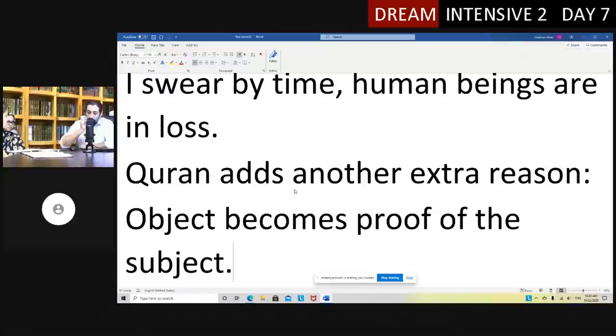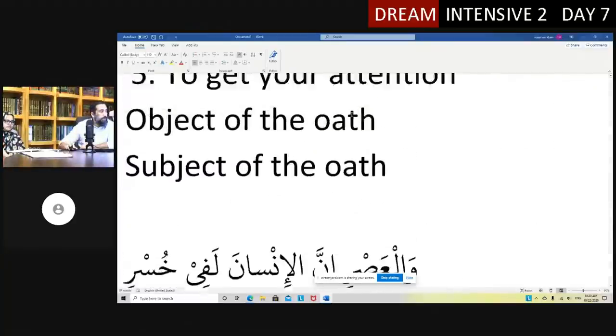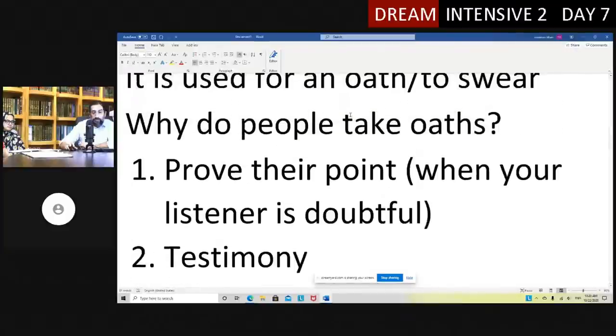Now you're going to look at, what's the object? Or what's the subject? Oh, for this subject, he used this object. Was he using this object because... How many times does Allah swear in the Quran? Oh, there's lots of times.